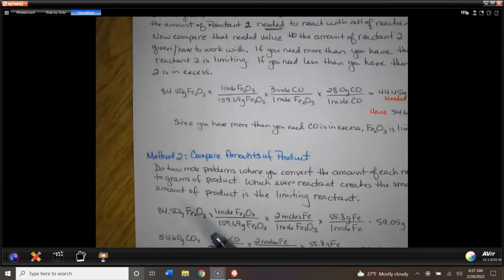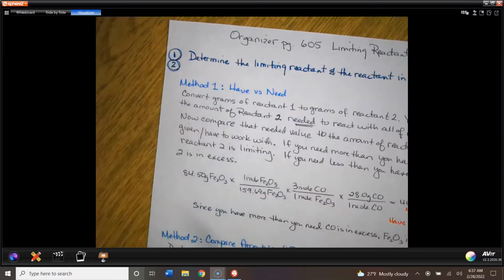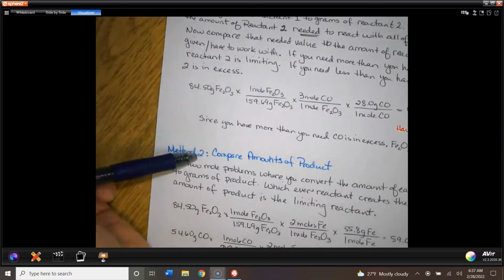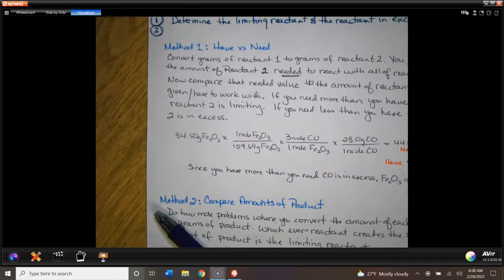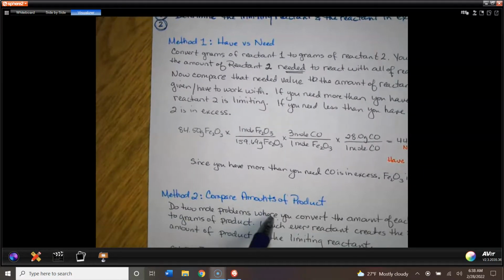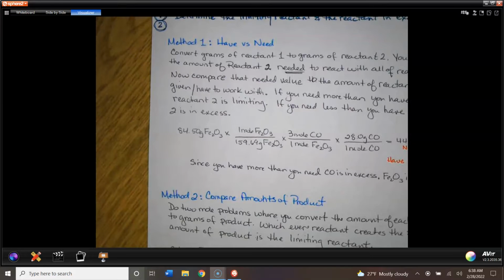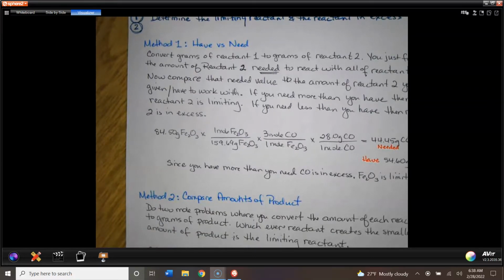So you've got 5 steps to do. First thing you're going to do is figure out what's limiting and what's in excess, using one of the two methods. You don't have to do both of these, and you don't have to flip-flop between them. Use whichever one you are most comfortable with. A lot of students prefer comparing the amounts of products because it's pretty straightforward. For some students, the have versus need method gets confusing, so if you don't want to do that one, feel free to do method number 2.